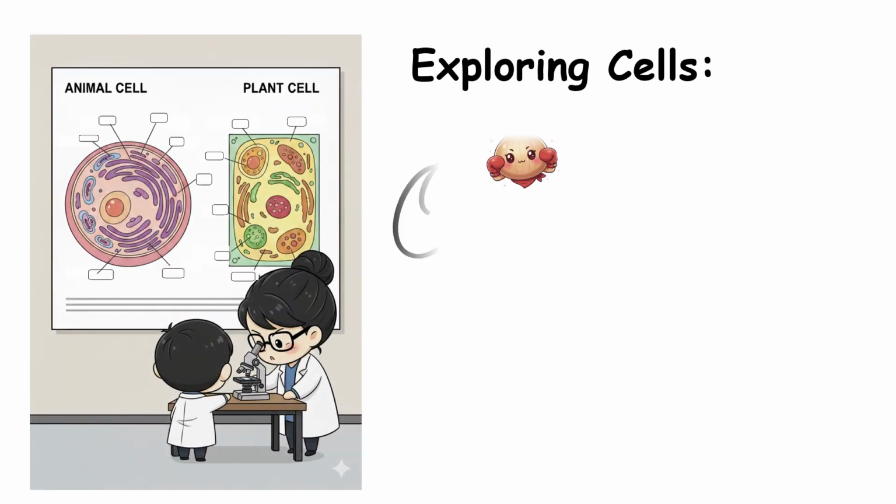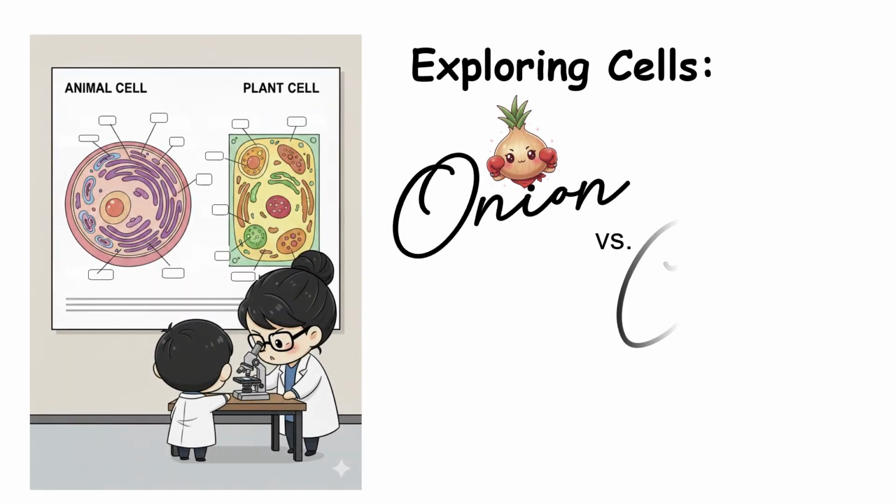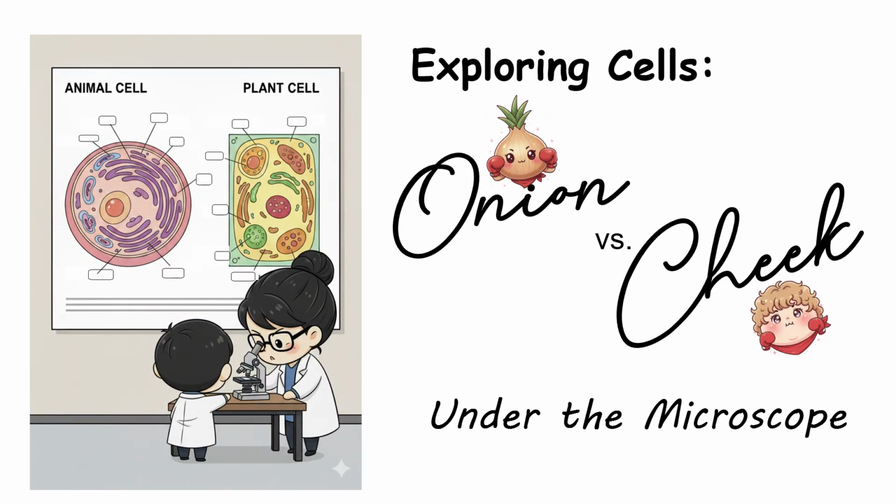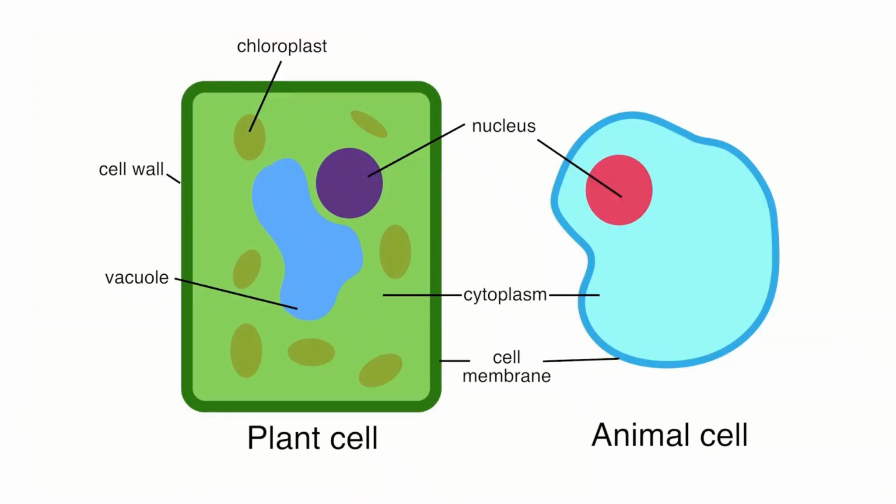Today we're going to explore onion cells versus cheek cells under the microscope. This is the basic structure of plant and animal cells. Both of them have nucleus, cytoplasm, and cell membrane. Plant cells have additional structures like cell wall, chloroplast, and vacuole. So let's view animal cells and plant cells under a microscope.